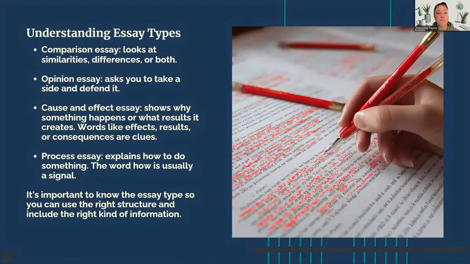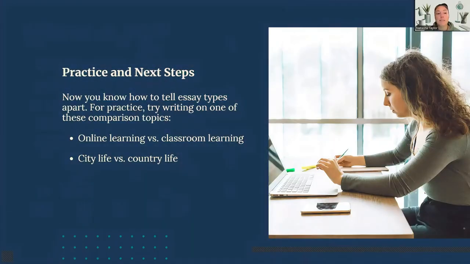For understanding essay types, comparison essays look at similarities, differences, or both. Opinion essays ask you to take a side and defend it. Cause and effect essays are where you show why something happens or what result it creates. Words like effects, results, or consequences are clues for this. And then there is the process essay, which explains how to do something. The word how is usually a signal. So it is important to know the essay type so you can use the right structure and include the right kind of information.